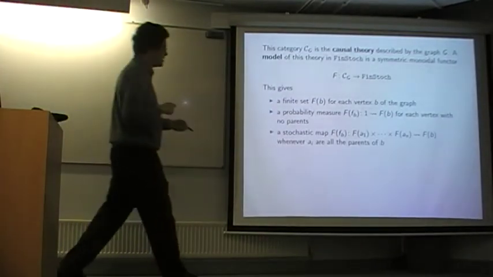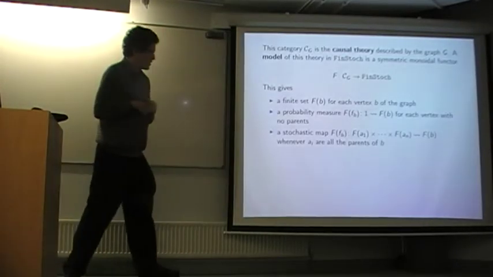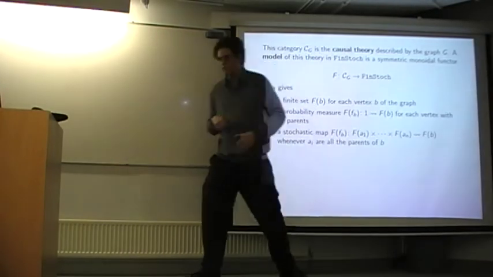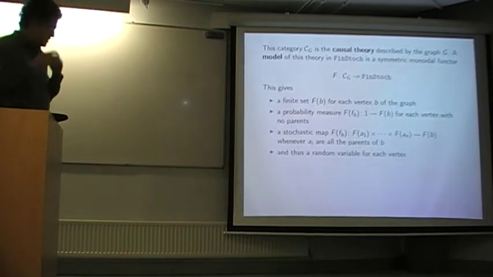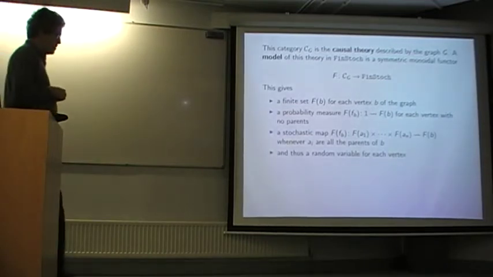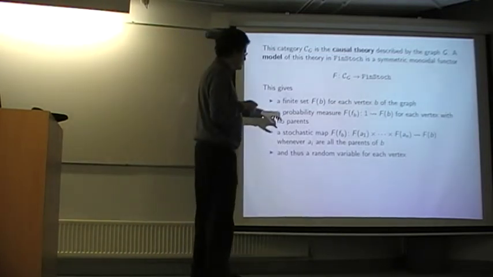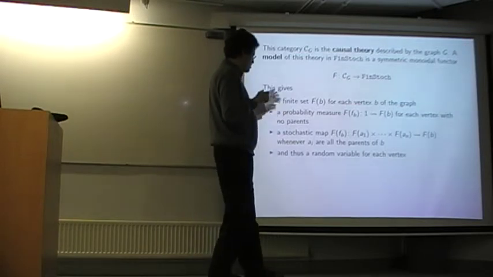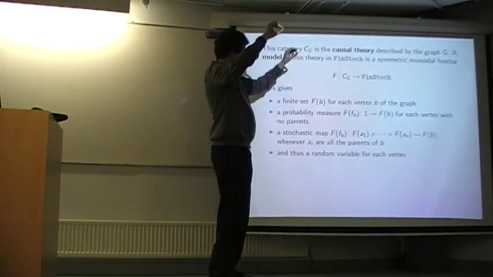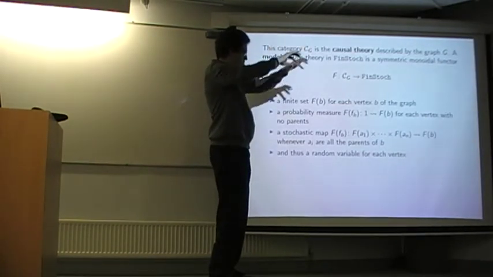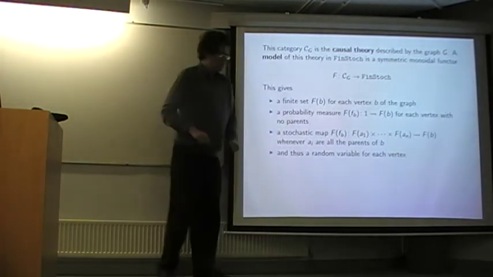And then more generally, if some node has a bunch of parents, we get a stochastic map from the product of those sets to it. I'm just unpacking the short thing on top. And in particular, from that we can get a random variable for every vertex, because we start out with random variables, i.e. probability measures on the sets of the vertices that are the guys with no parents, and then we can propagate them down, apply stochastic maps to them to get probability measures for all the other vertices.